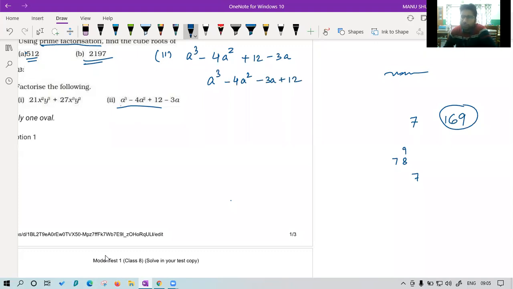Now class, tell me, what should we do? Should we go for regrouping or anything else? We should go for regrouping. Just have an idea. In these two, if you take a square common, you will have something like a minus 4. In these two, if you take 3 common, you will have something like minus a plus 4. Yes? So let's see. Let's take a square common in the first two. We will get a minus 4.